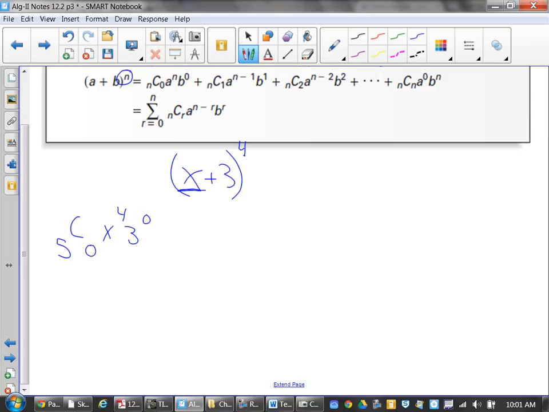So this part right here, 5 choose 0, x to the 4th, 3 to the 0, is the first term in my 5-term sequence. Wait, why do you make it 3 to the 0?